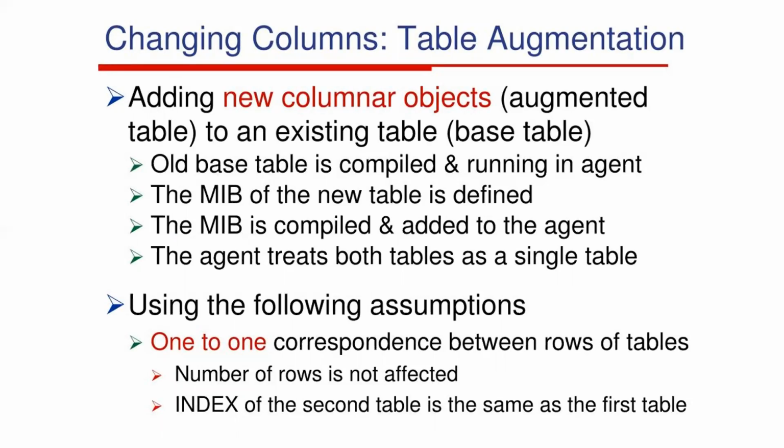Then table augmentation. What are the changes in columns? Simply adding new columnar objects or an augmented table to an existing table. Old base table is compiled and running in the agent. The MIB of the new table is defined, compiled and added to the agent. The agent treats both tables as a single table, not different tables, only a single table. Using the following assumption: one-to-one correspondence between rows of the tables. Number of rows is not affected and index of the second table is the same as the first table.